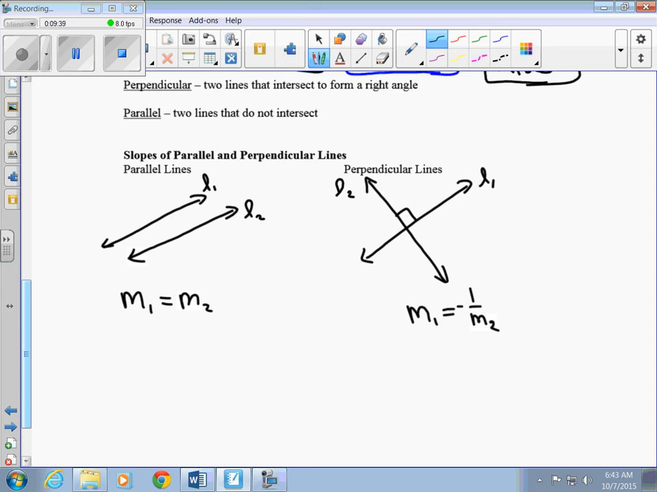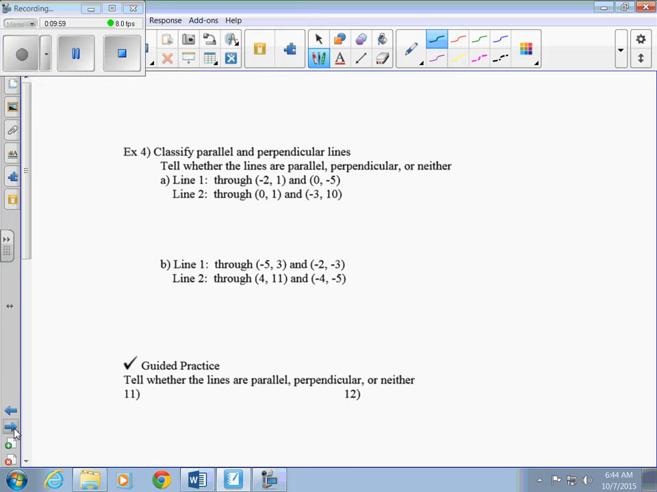Now another way to look at those perpendicular ones is we could say that the slope of line 1 times the slope of line 2 has to equal negative 1. So there's another way to look at it. Either of those you can have. And if you don't remember those, make sure to put them on your note card.